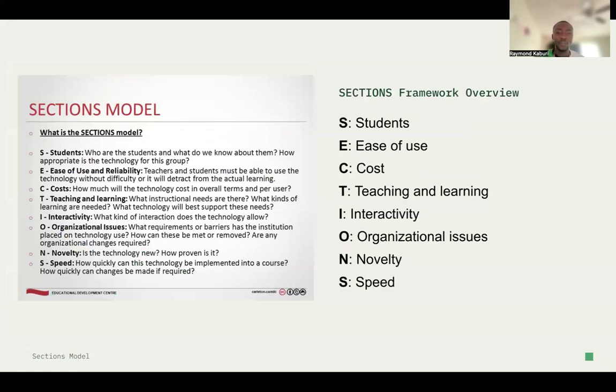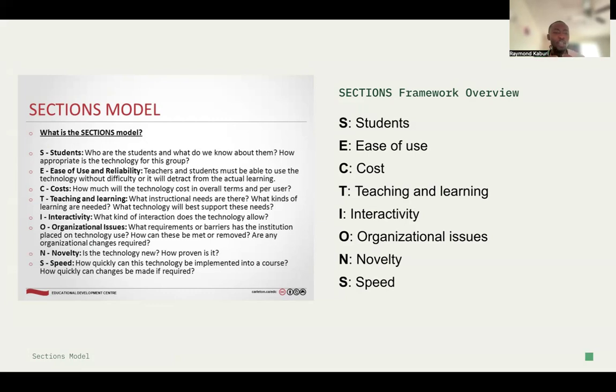Now, the SECTIONS model. This is the SECTIONS framework, and it is also a tool that helps us make the right decisions when it comes to the kind of technology to use. What is the SECTIONS model? It is divided into different sections: S stands for students, E stands for ease, C stands for cost, T stands for teaching and learning, I stands for interactivity, O stands for organizational issues, N stands for novelty, and S is speed.